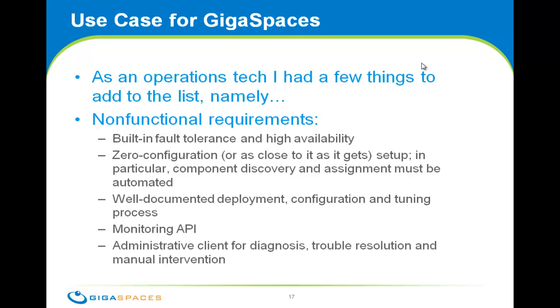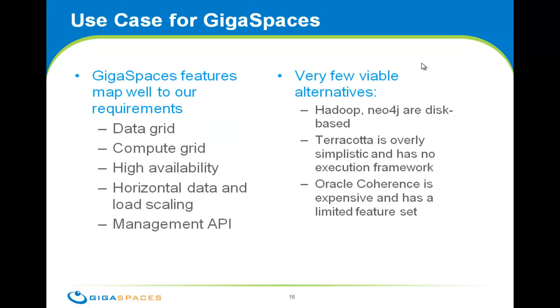And we wanted some sort of administrative client for diagnosis, trouble resolution, and troubleshooting in case it's necessary. So basically, all of these features map really well to the Gigaspaces feature set. Gigaspaces offers us a data grid for keeping data in memory, a compute grid that's capable of MapReduce execution on top of the data nodes. It's got built-in high availability and fault tolerance. The scale-out strategy maps precisely to our requirements, and it's got a very full-featured and well-documented management API that we use for deployment, monitoring, and even ongoing tuning.